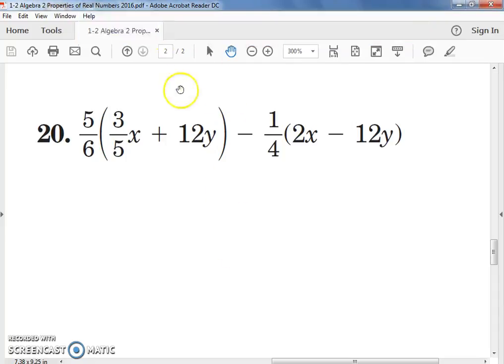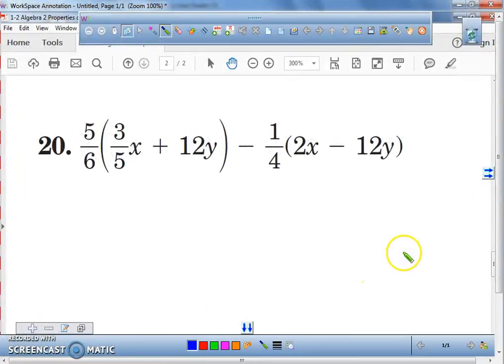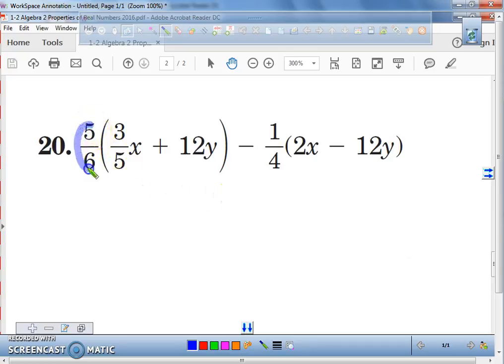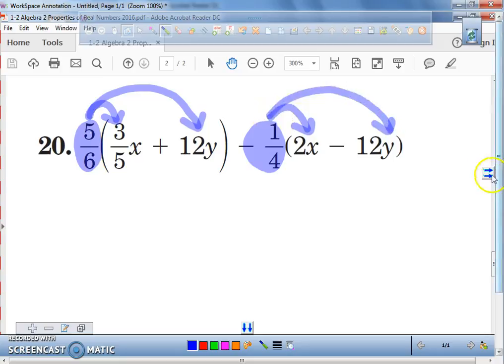Alright, so what I'd like you guys to do right now is after you've written this in your journal, we're going to review the properties of real numbers, alright? And we're also going to be reviewing how to simplify algebraic expressions, okay? So right here, I'm going to highlight this 5/6, alright? And then I'm going to make a little arrow here and an arrow there. Then I'm going to highlight this -1/4, alright? I'm going to put an arrow there and an arrow there.